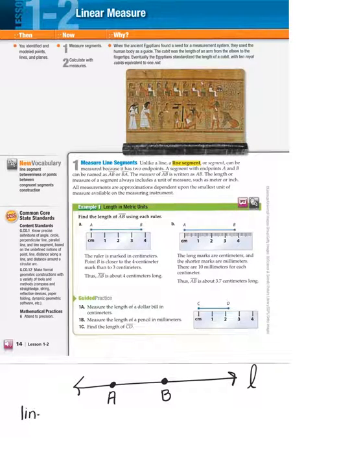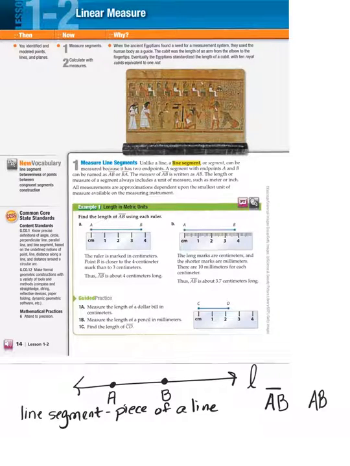A line segment is a piece of a line. And we name the line segment by its two endpoints and a segment symbol on top. If I want to know the measure of that segment, I take the little hat off and I just put AB. AB with no sign on top of it means I want to know the measure from A to B. It may be in metrics, it may be in inches, it may just be in units.